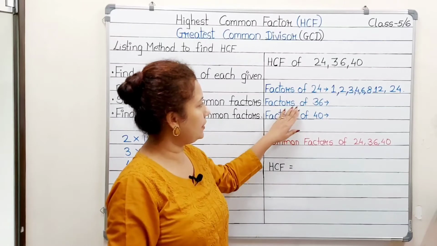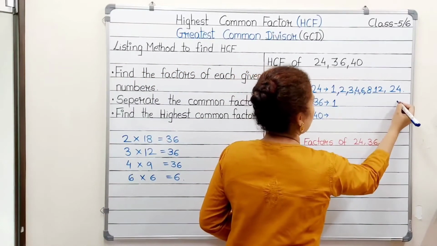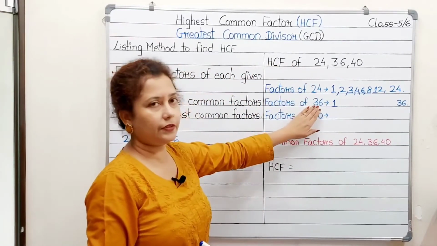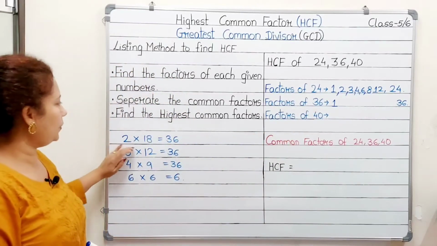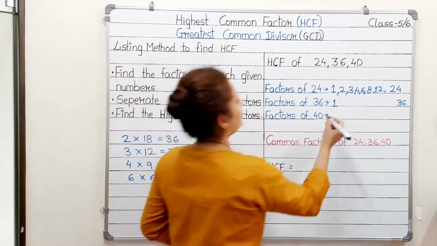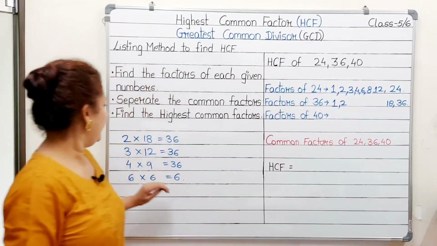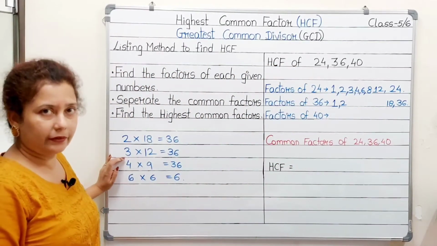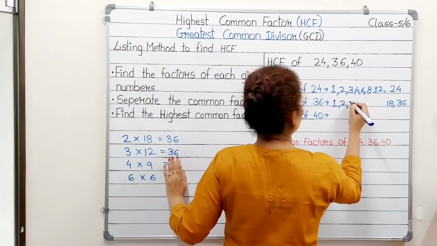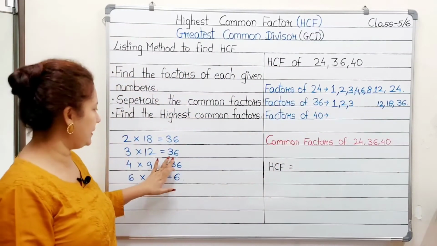Next we will find factors of 36. So the first factor is 1 and the last factor will be the number itself, that is 36. 36 is divisible by 2. 2 into 18 is 36. That means 2 and 18 are the factors of 36. Next it is also divisible by 3. So here 3 into 12 is 36.